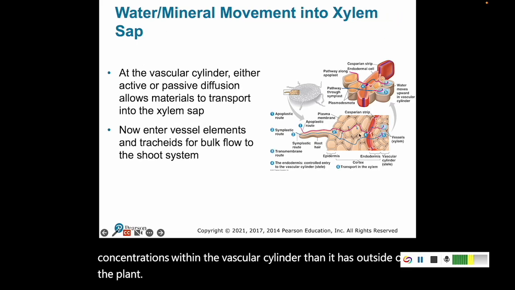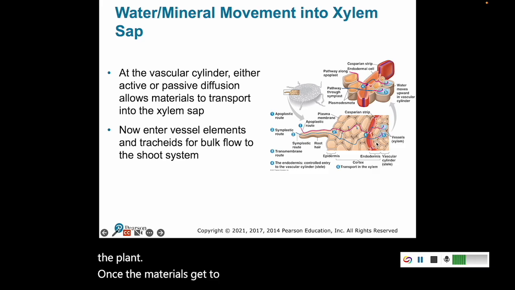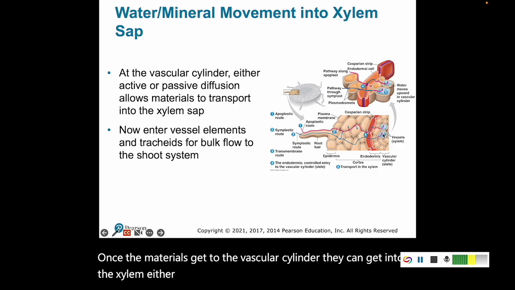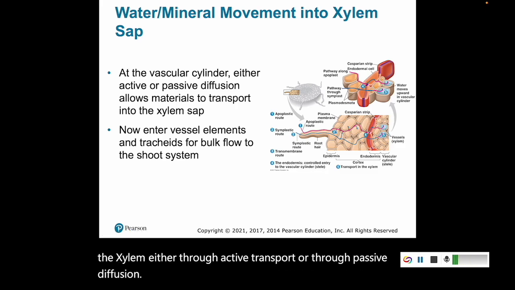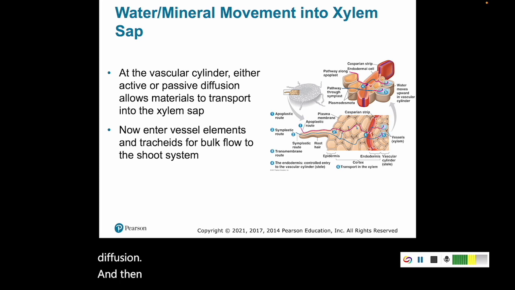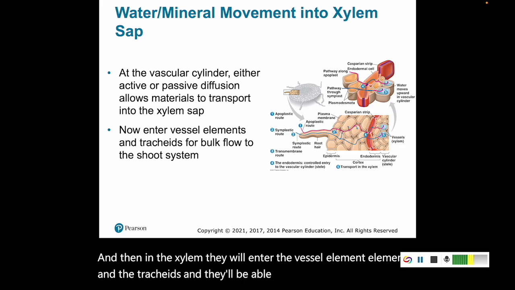Once the materials get to the vascular cylinder, they can get into the xylem either through active transport or through passive diffusion. And then in the xylem, they will enter the vessel elements and the tracheids, and they'll be able to bulk flow up to the shoots.